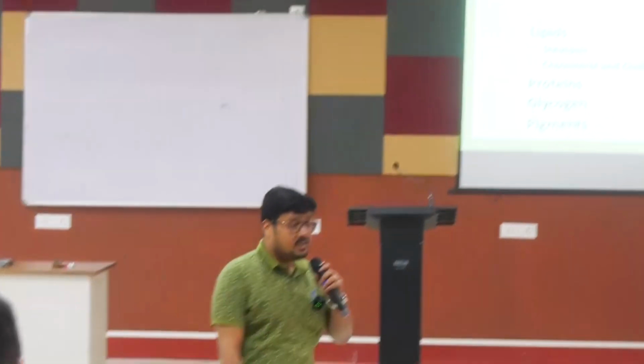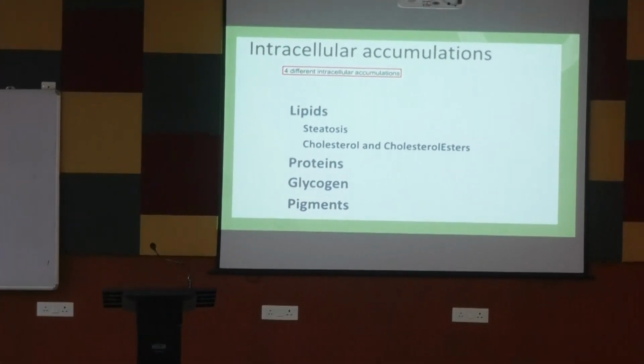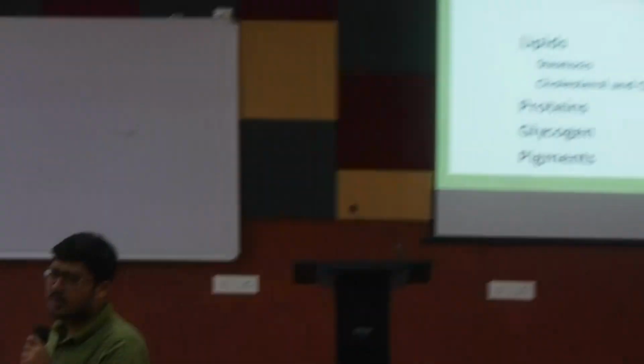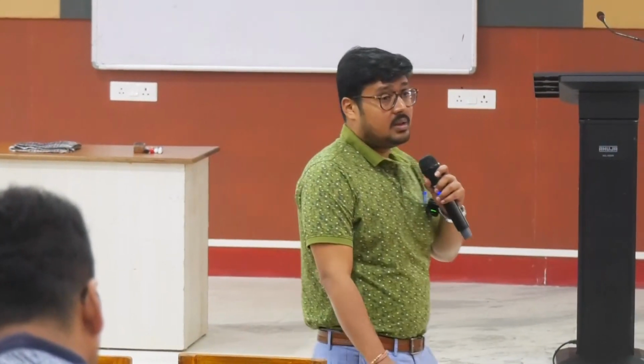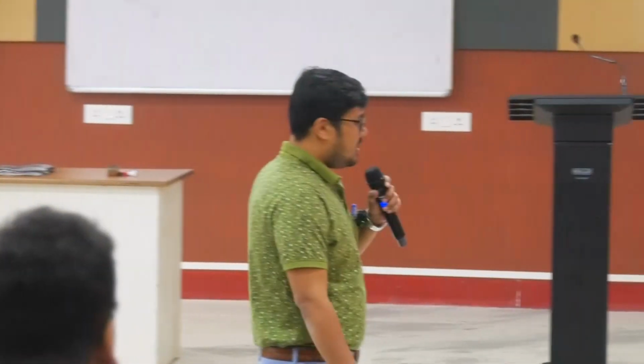The most common is lipids, accumulation of intracellular lipid. That is the most common scenario in our everyday practice. Okay? The accumulation of lipid is known as steatosis. Okay? And it occurs in various organs. Steatosis is accumulation of fat, accumulation of cholesterol and cholesterol ester.